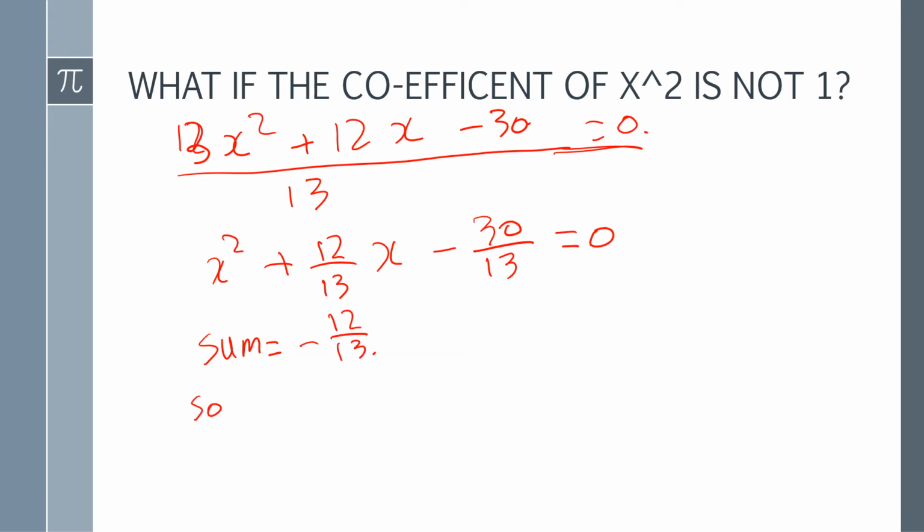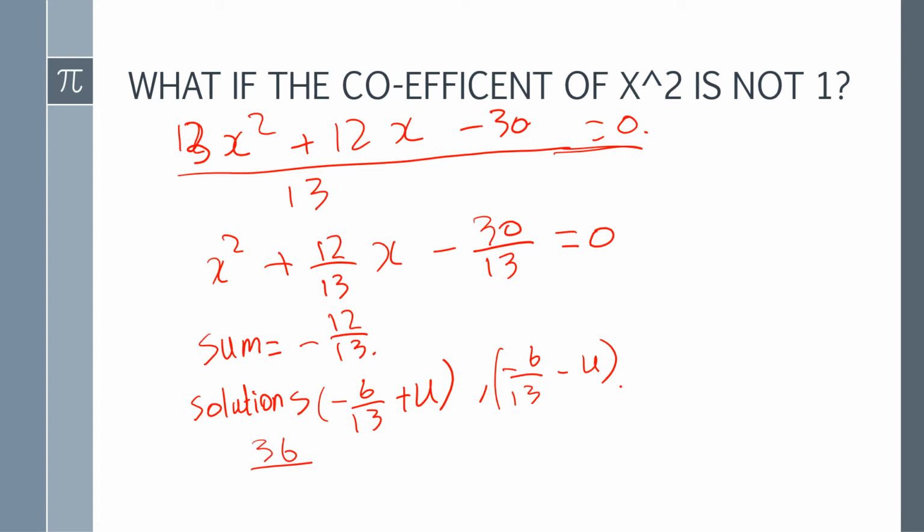The solutions are going to be, divide this by 2, so it's going to be minus 6 divided by 13 plus u, and minus 6 divided by 13 minus u. Then you're going to multiply the two solutions together. So minus 6 times minus 6, 36. 13 times 13, 169. Minus u squared equal to minus 30 divided by 13.